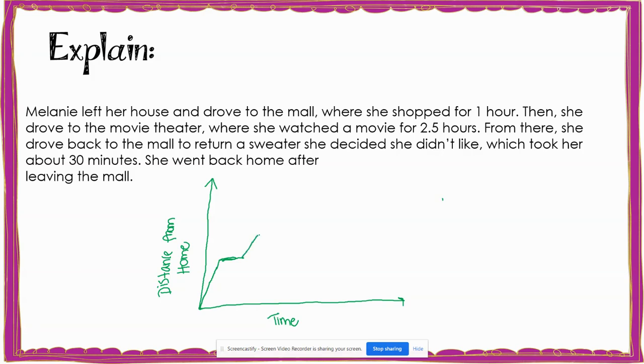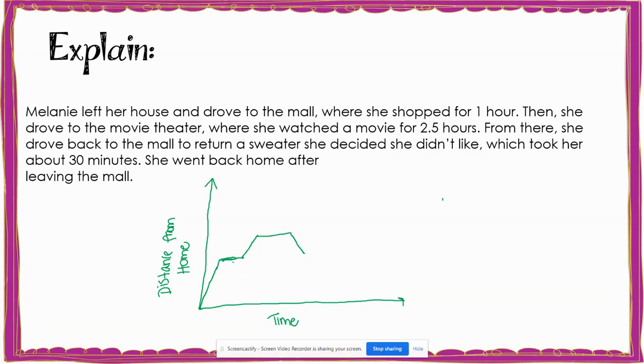And then she stops at the movie theater and she watches a movie for 2.5 hours. Well, you notice that this part represented 1 hour. So if she's watching the movie for 2.5 hours, then that's going to be a longer line. So again, the distance is not changing because she's sitting at a movie theater, but the time is going by. After the movie, she drives back to the mall. Well, we know that she was at the mall during this time, so I'm going to show that she goes back to this approximate location.